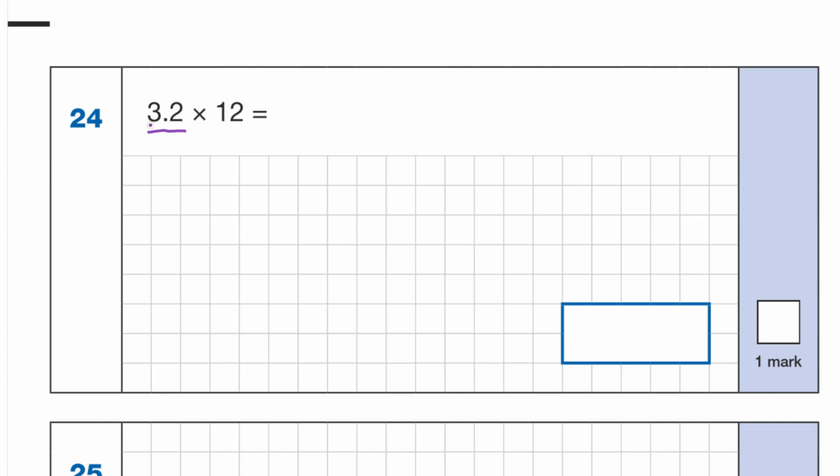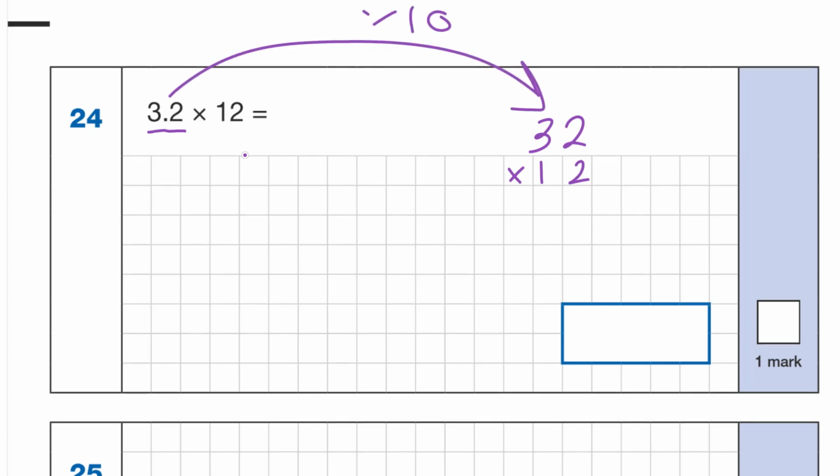Now, one way you could do it is to do this as 32 times 12, and then afterwards divide your answer by 10 because you've made 32 bigger. 32 is 10 times bigger than 3.2, so you would need to divide your answer, or you can partition, which I'm going to show you how to do. So I could do 3 times 12 and then 0.2 times 12. That is the way I'm going to show you.